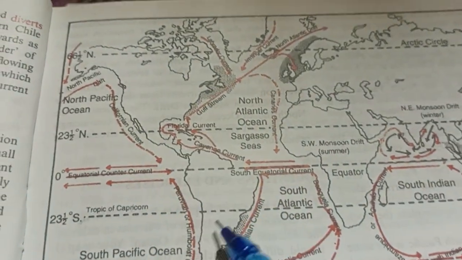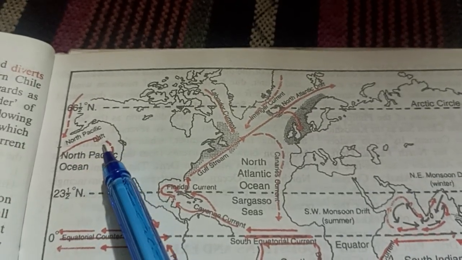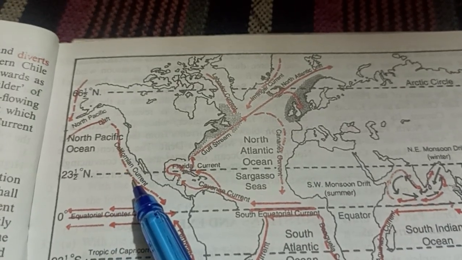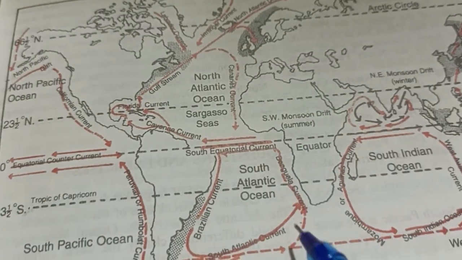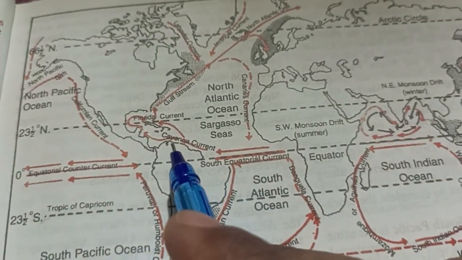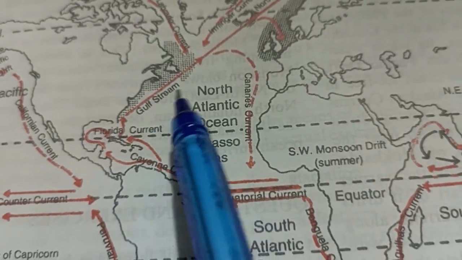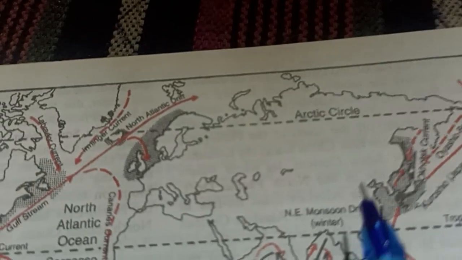This is North America, this is South America, and this is the North Pacific drift. The most important current is this South Atlantic, the Brazilian current. This is the Gulf Stream, the Canadian current. Okay, Arctic Circle, and this is the North Atlantic drift.